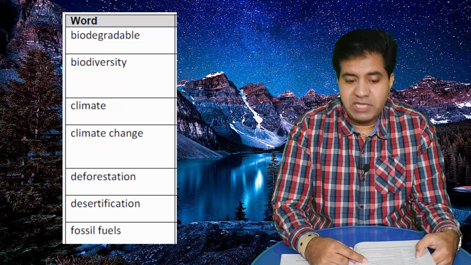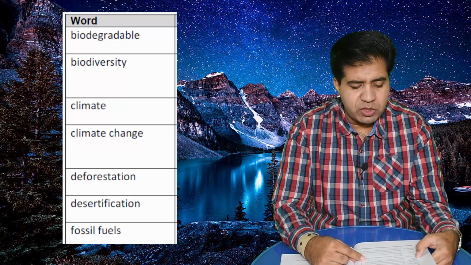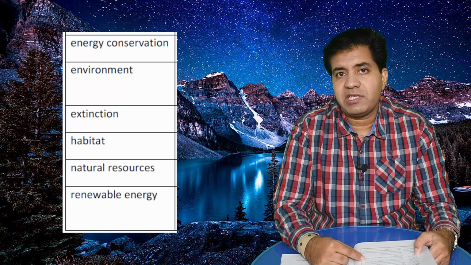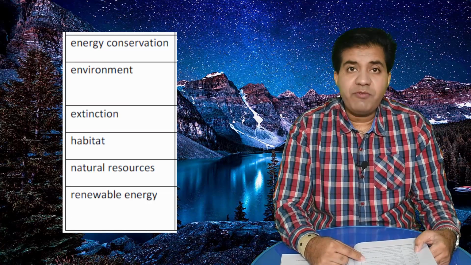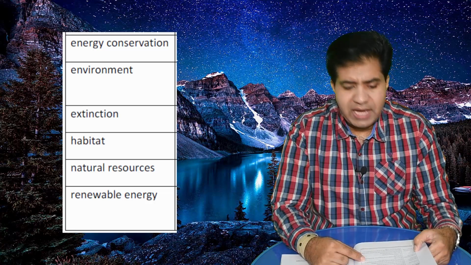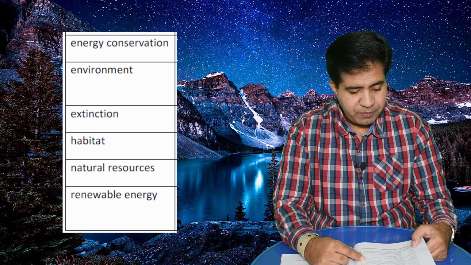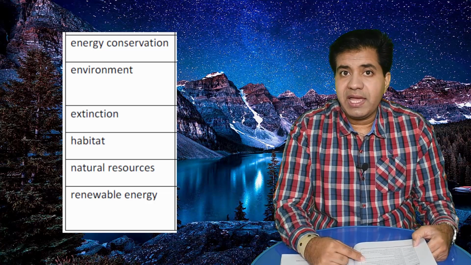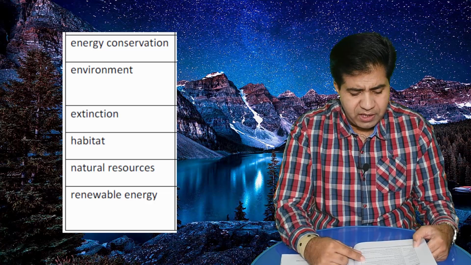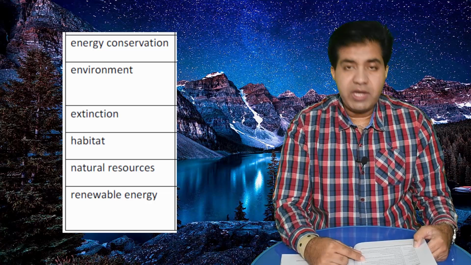Fossil fuels. Fossil fuel is a natural fuel such as coal, gas or oil formed over long periods of time from the remains of living organisms. Energy conservation. Energy conservation means saving energy. Environment. Extinction. Extinction means the complete dying out of species like dinosaurs. Habitat. Habitat is a place where animals and plants live. Natural resources. Renewable energy. Renewable energy is a form of energy that can be produced as quickly as it is used, such as solar energy.